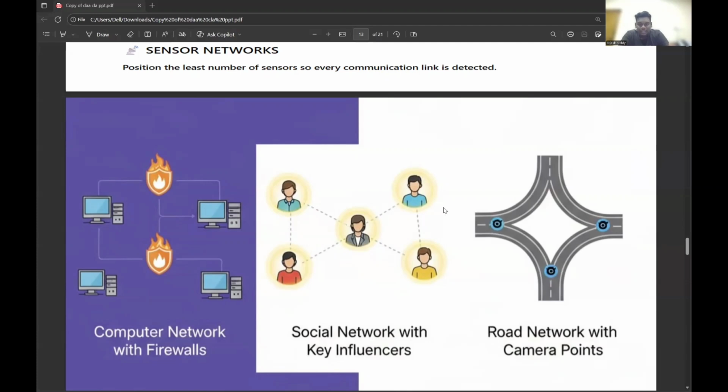And here you can see the road network with camera points. This is the junction, and you can place the cameras as a vertex cover. The cameras placed at key junctions cover all roads. It covers all the roads and keeps the people safe.